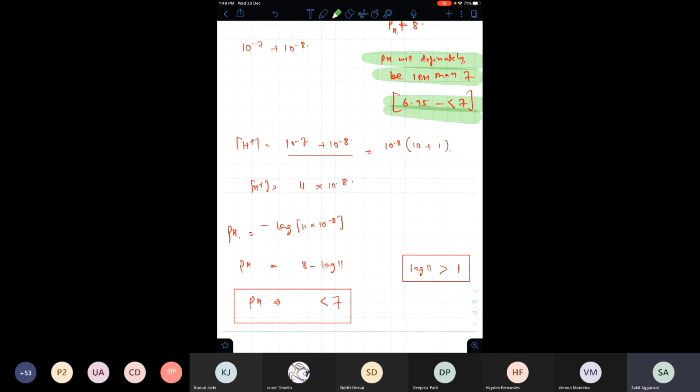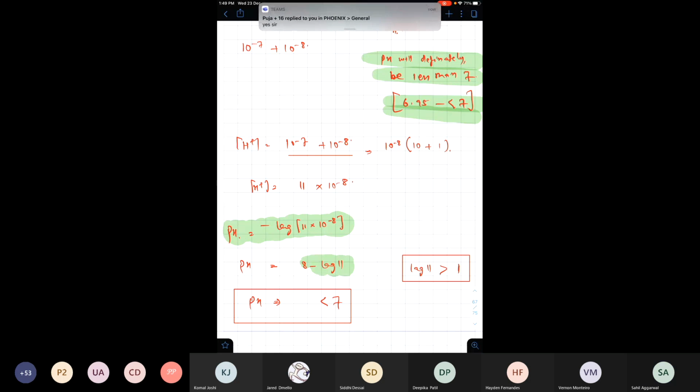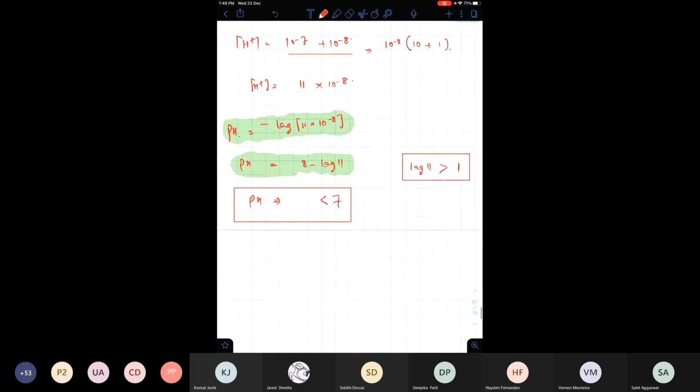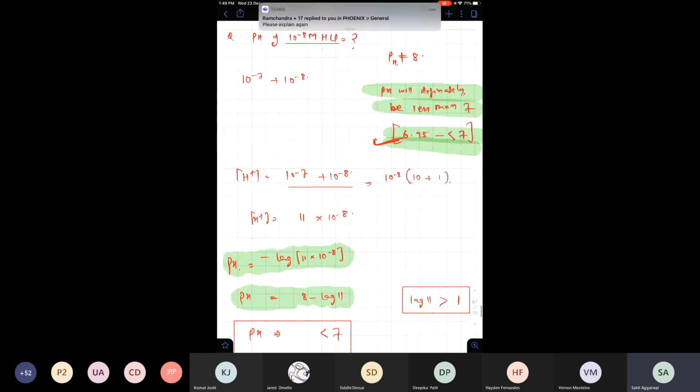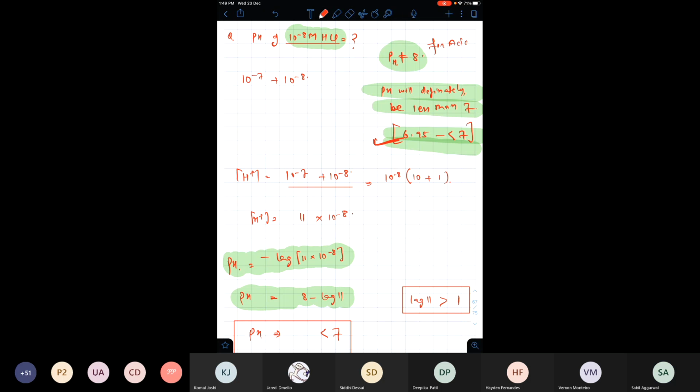So if you want the exact answer, solve it. If you only want to mark, then you can go for this. I have given you the range so that your answer is correct. Ramchandra, I said, in case of 10 to the power minus 8 M HCl, if you directly apply the formula, you will get pH equal to 8. But pH cannot be equal to 8 for an acid. So in such cases, we take the concentration of H plus from water as well. If we solve it, we will get this as the answer.